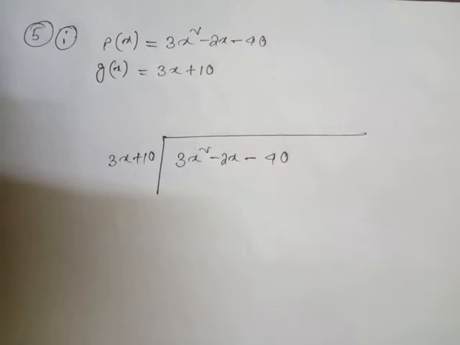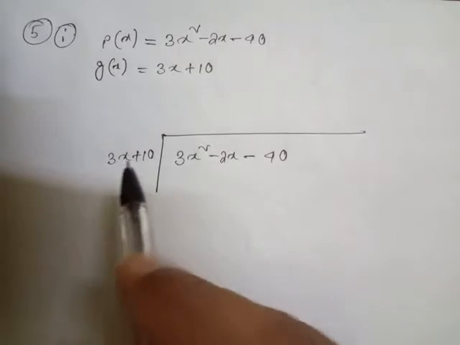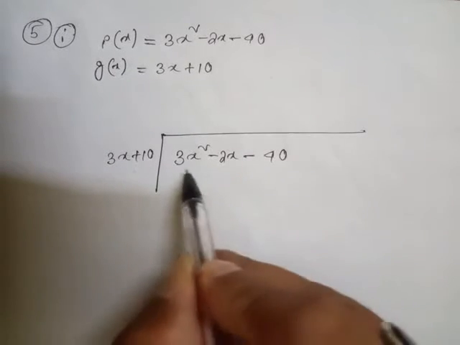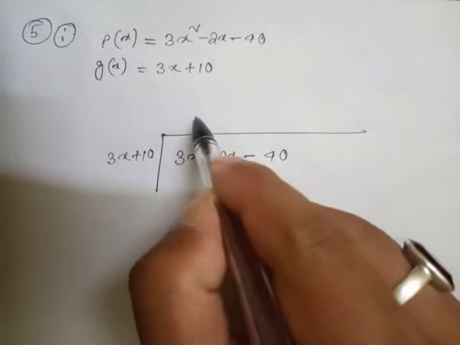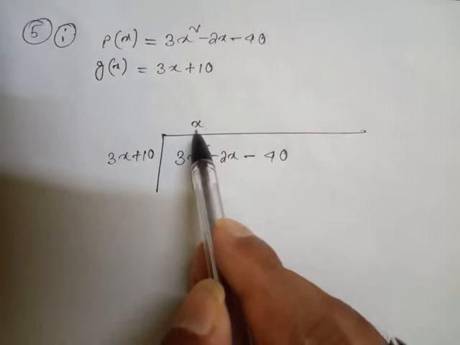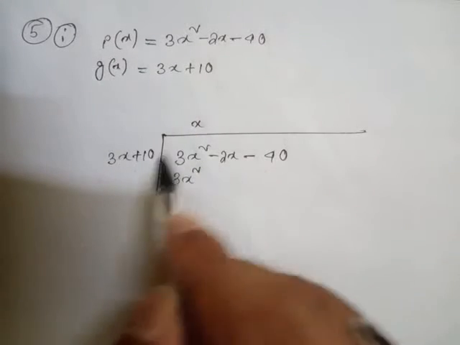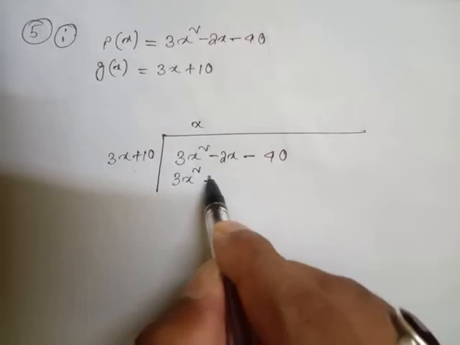Students, now we are going to solve 5 Roman 1. P(x) is given as 3x square minus 2x minus 40, and g(x) is given as 3x plus 10. Now we are going to solve this by using the long division method. So first of all, here 3x plus 10. Now look, student, there is 3x square. So if I write here only x, then x into 3x means 3x square will be here, and next, 10 into x means 10x.